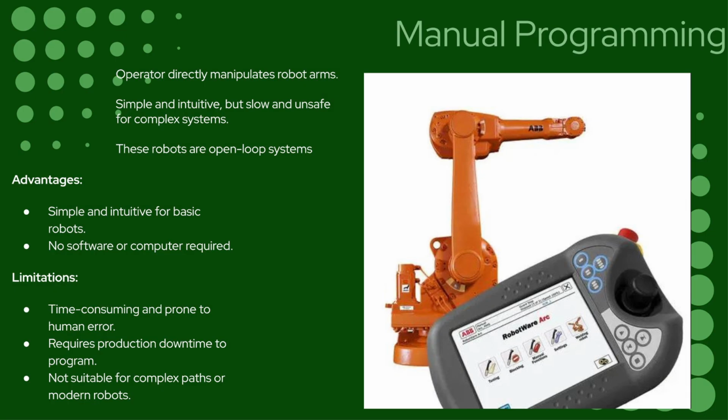So let's look into our manual programming a bit. So our manual programming, it's going to be the most basic form of direct manipulation. You're moving every robot's joints or inputs. It requires no software, but it is slow. It's unsafe for any large systems. These robots are all open loop systems. They execute motions without any feedback, so they have no idea what they're doing. They'll just keep moving.